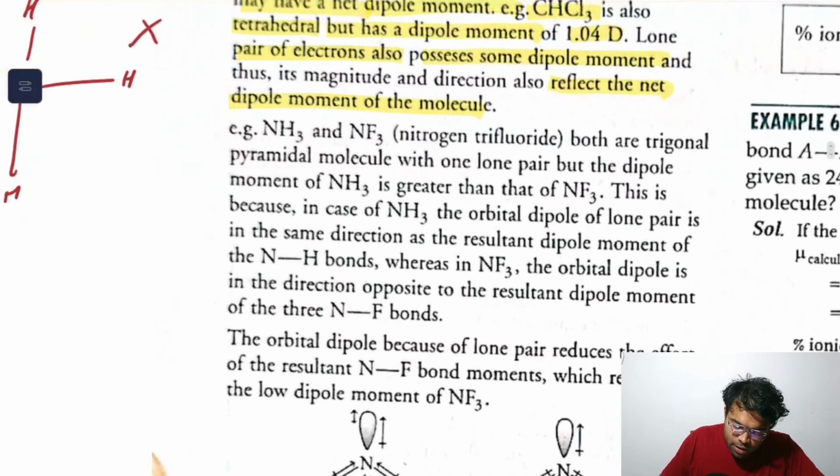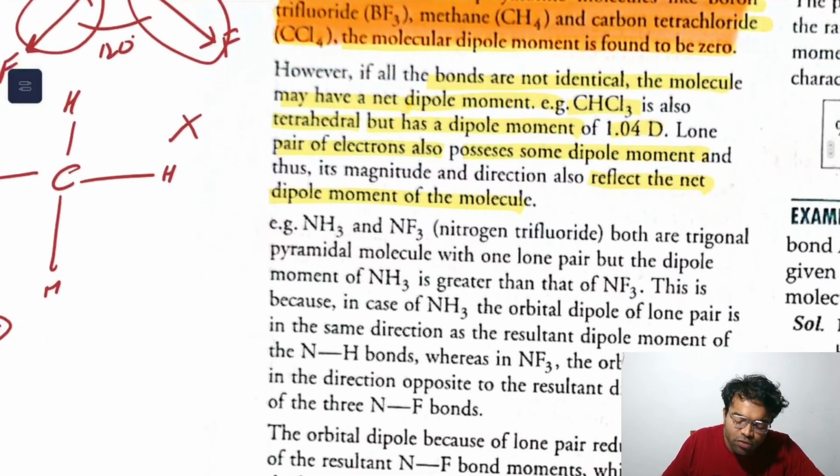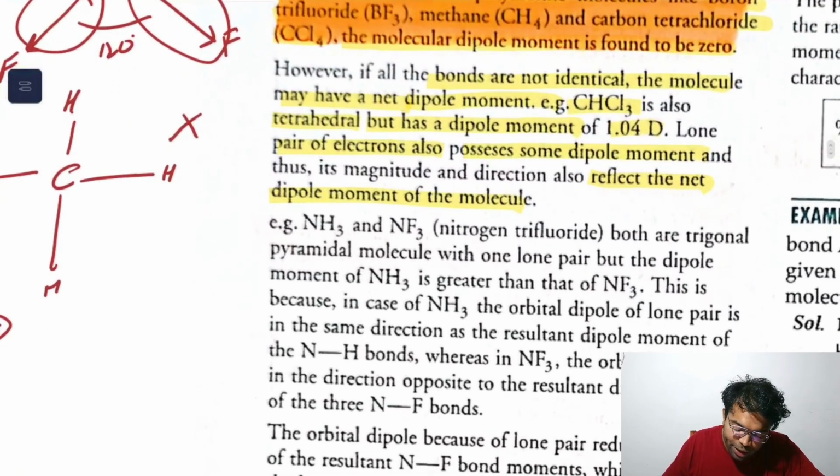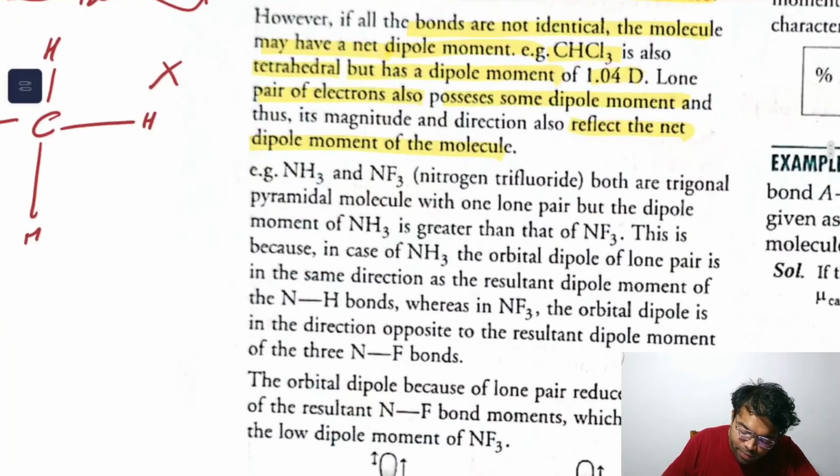Next, we will look at the case of lone pair of electrons. The lone pair of electrons also act as if they are participating in the formation of a bond. Now, let's actually look at what is happening here.